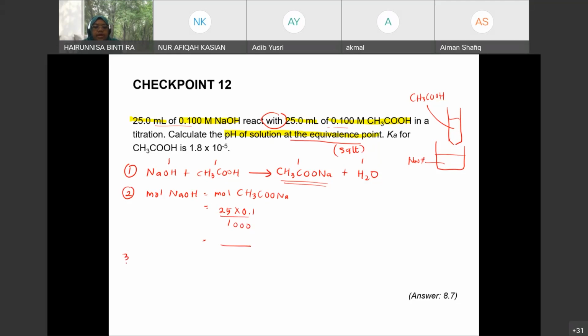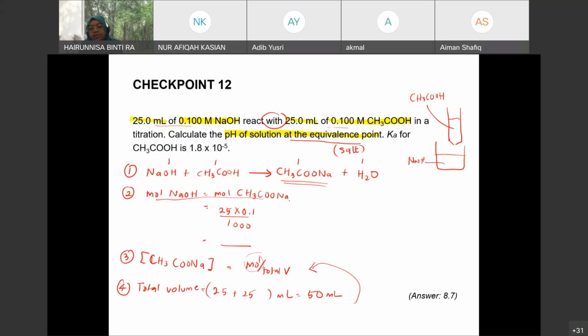And then, step number 3. After you dah dapat mol, you need to find concentration of... you tengok kat sini, saya sebenarnya saya tak buat table pun. Because saya tahu mol ratio dia 1-to-1 ratio. Then you need to find concentration of CH3COONa. Okay, kita tahu dia adalah mol over total volume. Okay, step number 4, you buatlah the total volume. Because dia react acid dengan base kan, so 25 plus 25. Okay, so this one is ml lah. So dapat 50 ml. So, you boleh masukkan dekat dalam ni. Mol dia ambil yang mana? Ambil yang ni tadi. Because kita buat ratio tadi, dia sama kan?